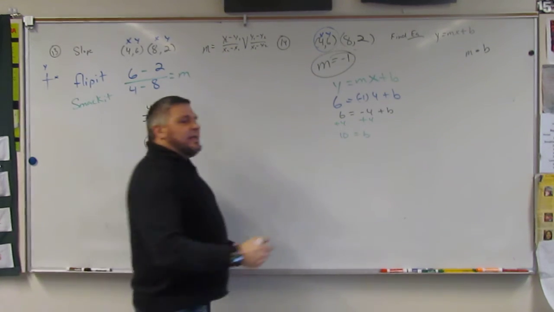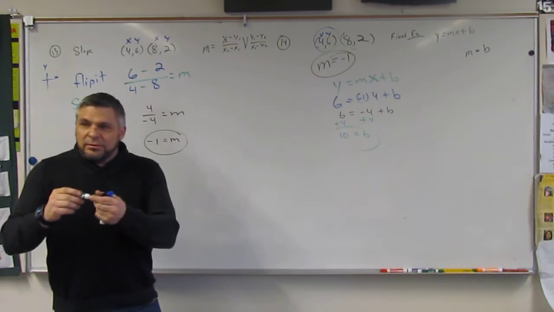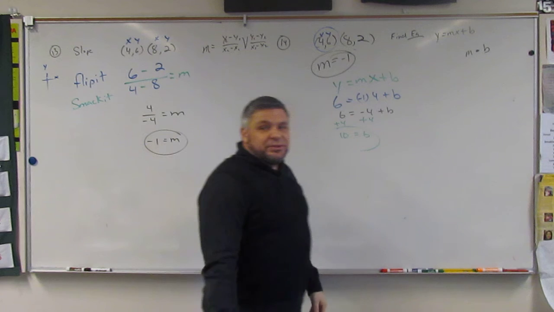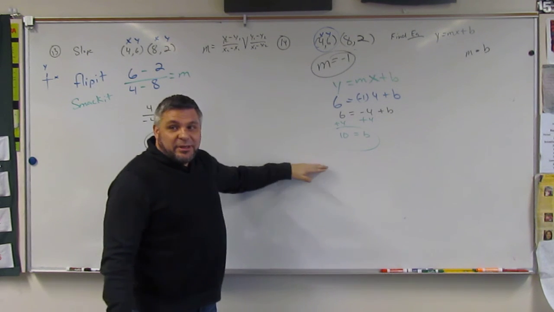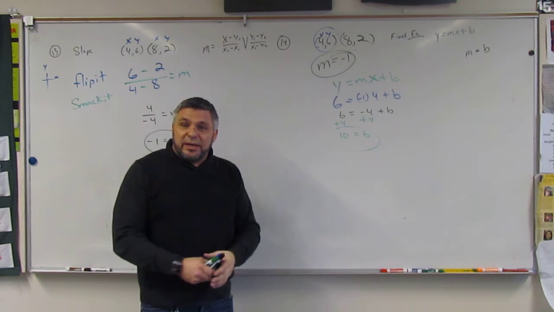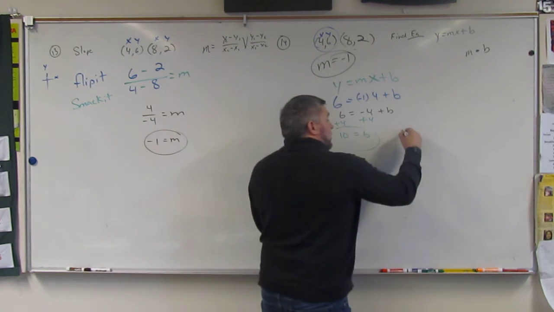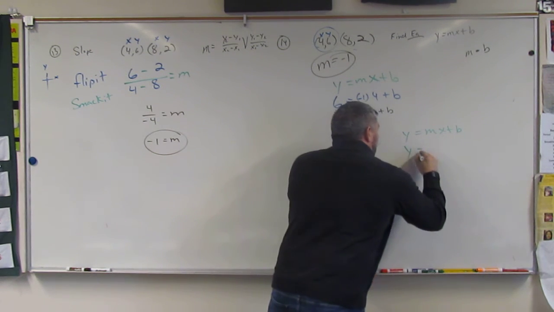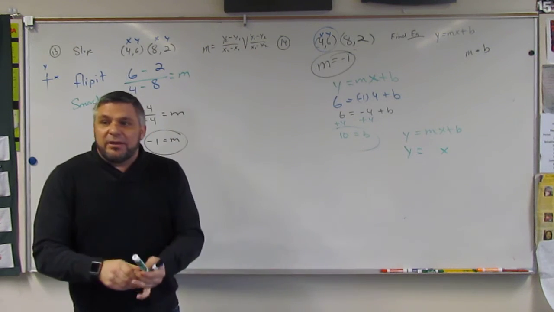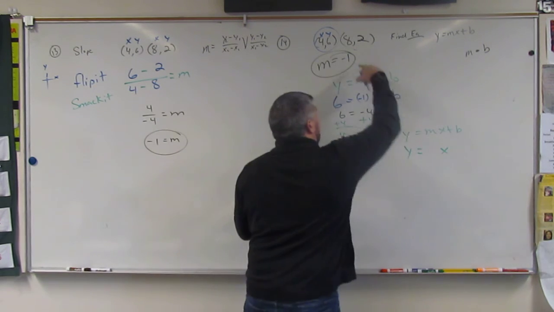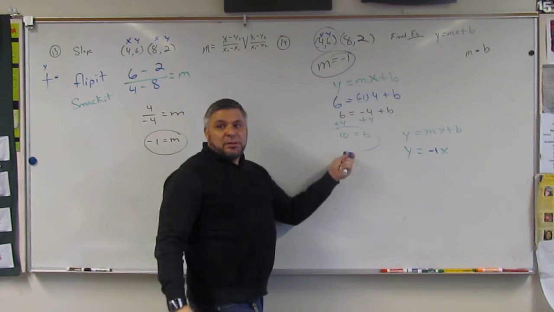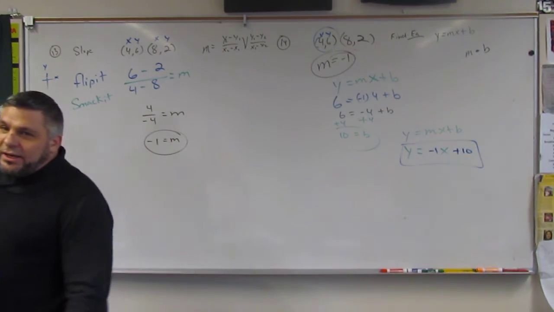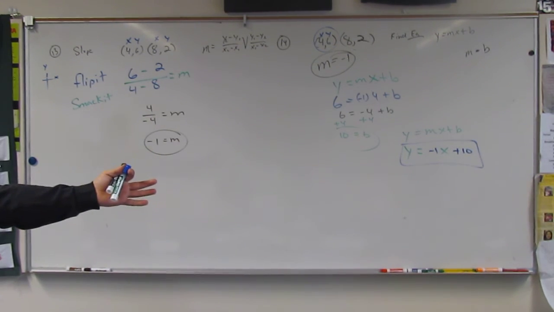What are the two things I need to write the equation of a line? M and b. What are the two things I have? M and b. So now I can write it, right? What's the equation? Y equals mx plus b, right? So y equals x, and then I just plug in, what's m? Negative 1. And what's b? 10, right? And that's it. Awesome.